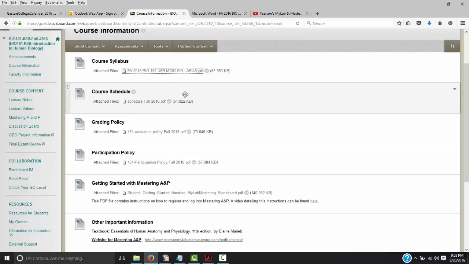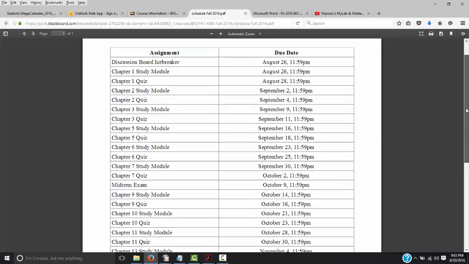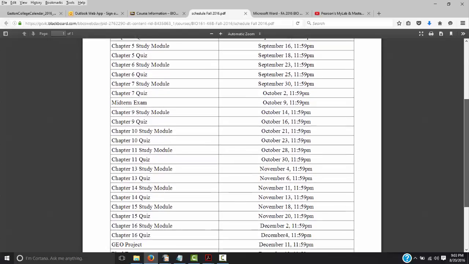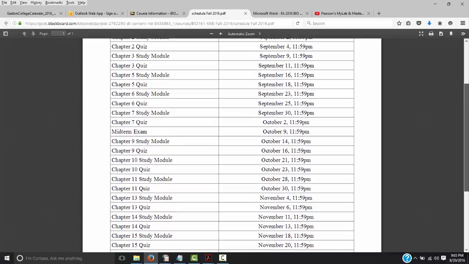Going back to Blackboard, just below the course syllabus is our course schedule. And on this list is every single assignment that you have for this semester and when they will be due. So like I mentioned earlier, there's no excuse for not knowing when something is due.